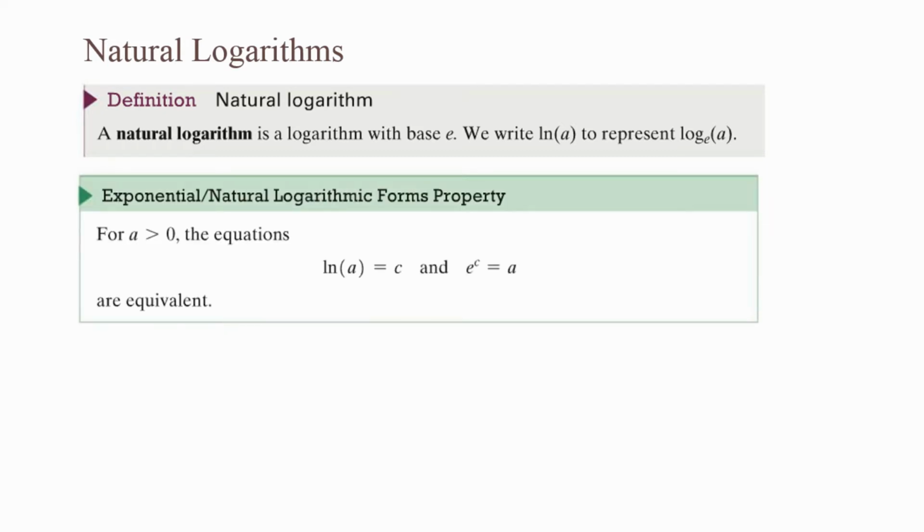Exponential and natural logarithmic forms property. For a greater than 0, the equations ln(a) equals c and e to the c power equals a are equivalent. The natural log of a is the exponent on the base e that gives a.